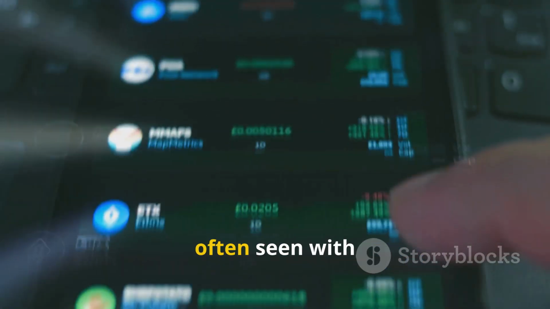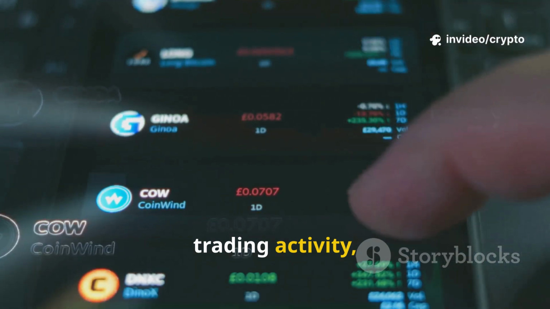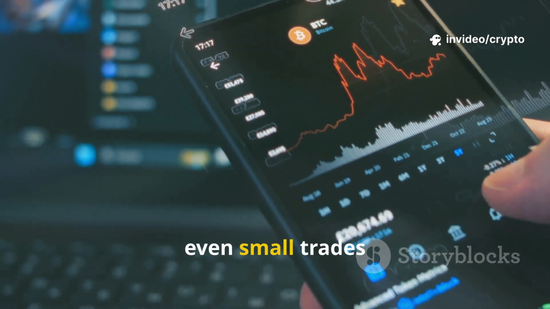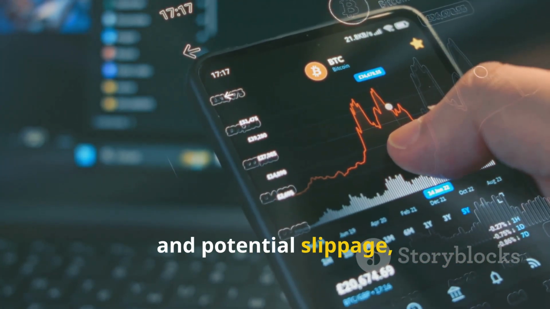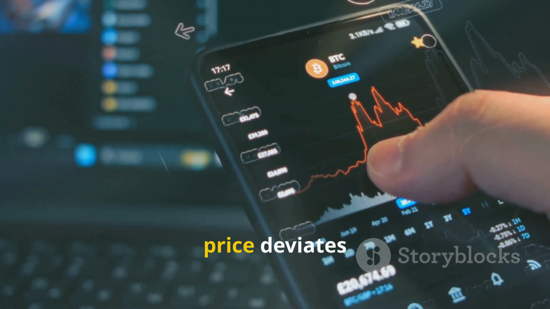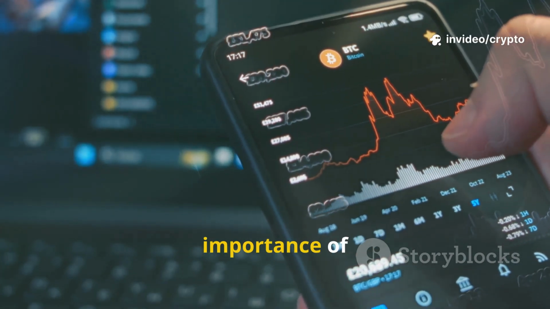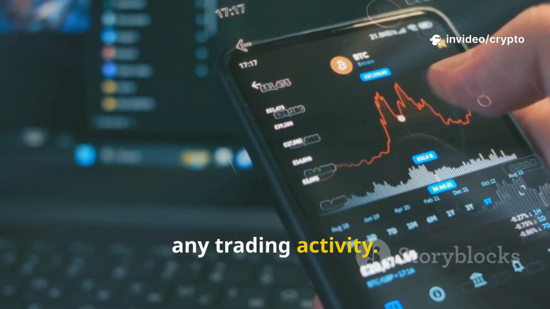Conversely, in illiquid ones, often seen with smaller altcoins or assets with limited trading activity, the order books are thin and sparse. In such environments, even small trades cause wild swings, leading to increased volatility and potential slippage, where the execution price deviates significantly from the intended price. This highlights the importance of assessing liquidity before engaging in any trading activity.